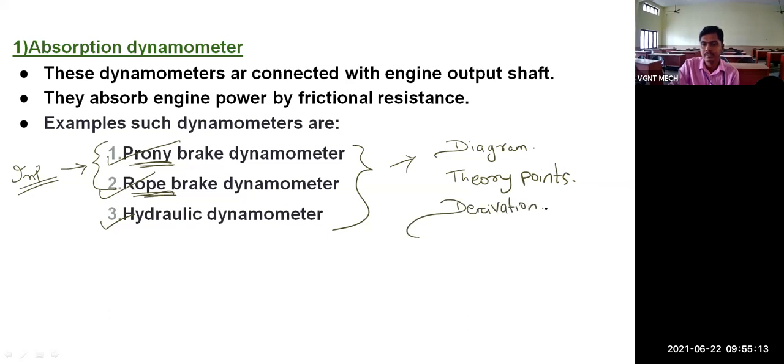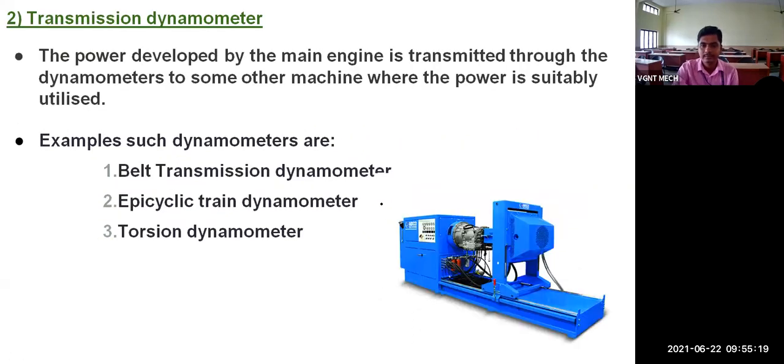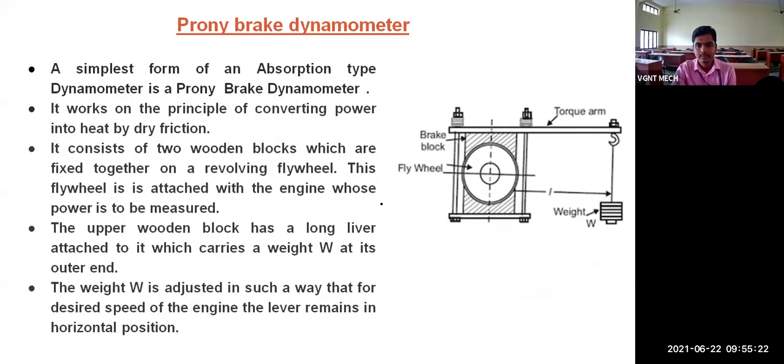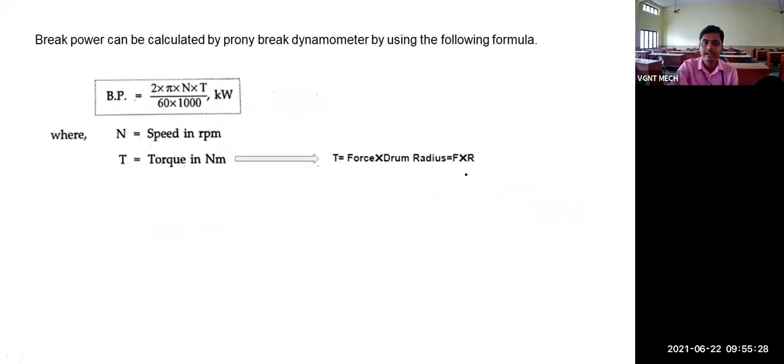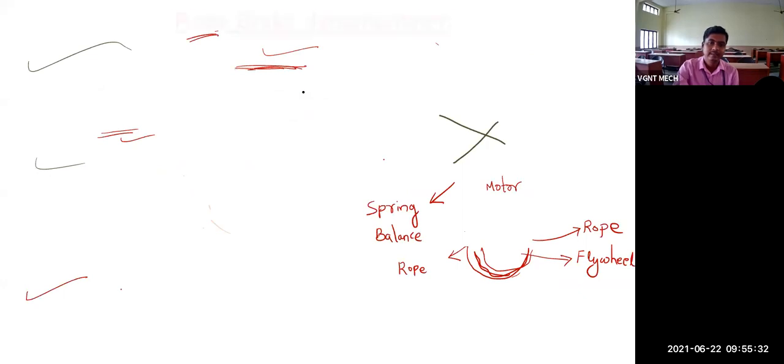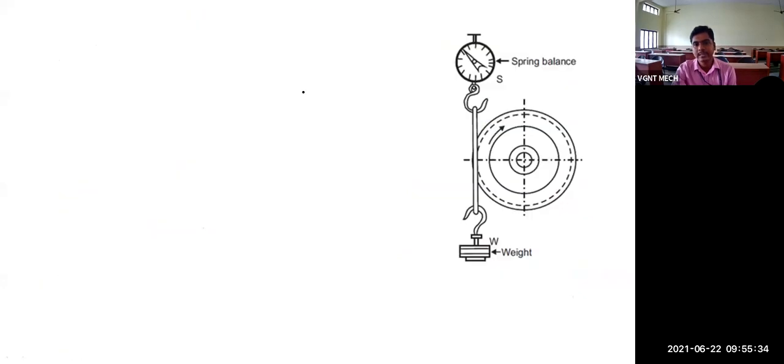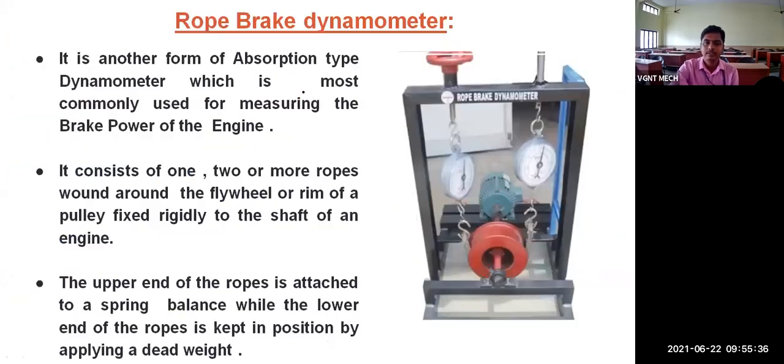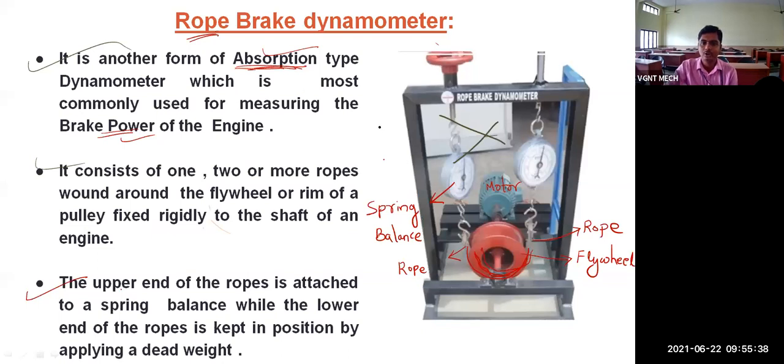Small derivations are there. That you have to show. For example, in the rope brake dynamometer, you draw the diagram, write some bullet points, and indicate how to calculate the brake power. Similarly, in the case of the rope brake dynamometer, you draw the diagram.